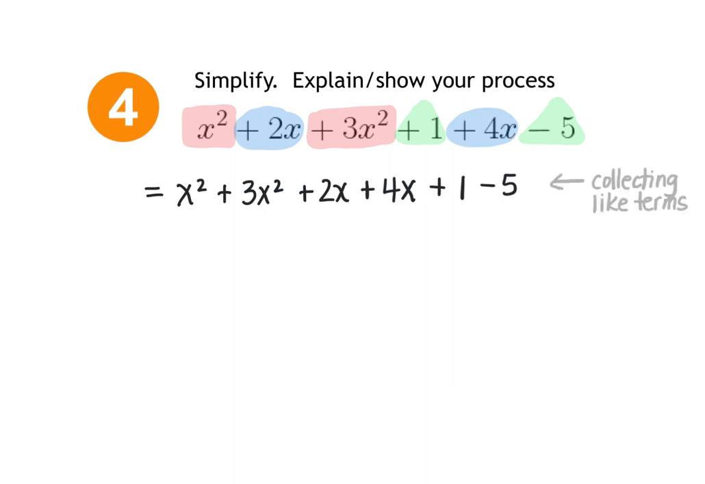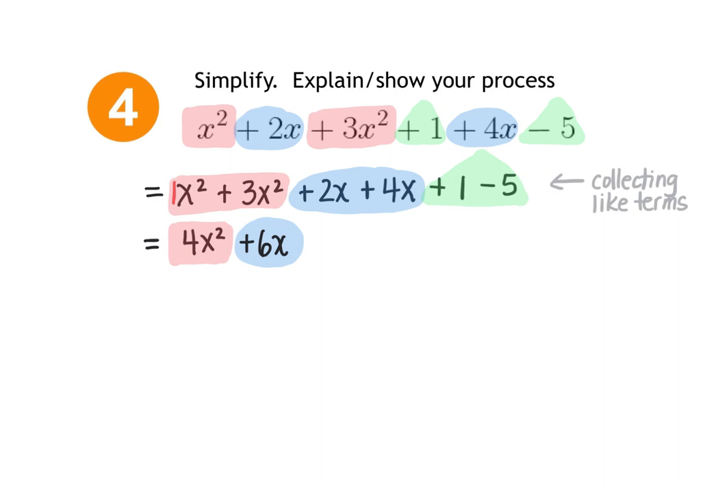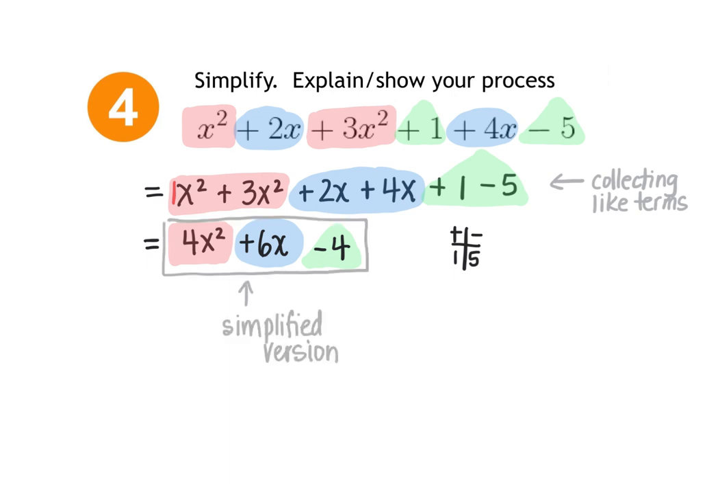So when we look at having 1x squared plus 3x squared, we're going to get 4x squared. When we combine the positive 2x with the positive 4x, we're going to get 6x. And finally, when we combine the positive 1 and the negative 5, we're going to see that the negative team has won by 4. And we'll leave our expression as our final simplified version as this.